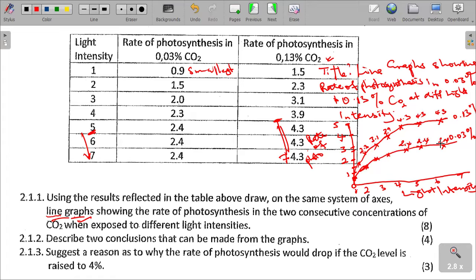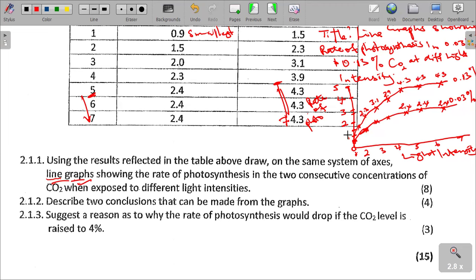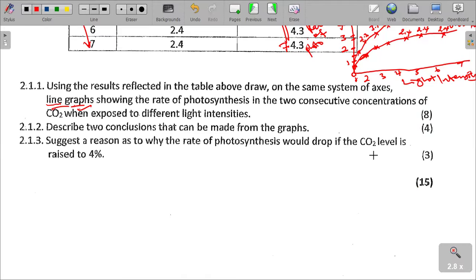So these are the line graphs that we have drawn there. As you can see, they are on the same set of axes. The vertical axis is rate of photosynthesis, and the horizontal axis is light intensity, which is also labeled and showing, as you can see on our graph there.